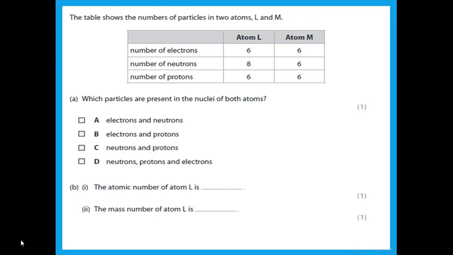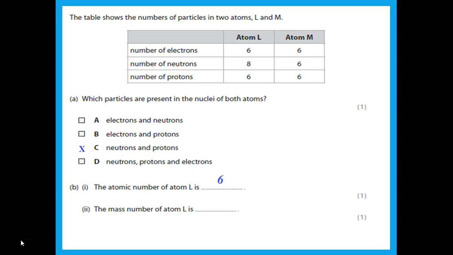Okay, the table shows the number of particles in two atoms, L and M, and it gives me the number of electrons, neutrons, and protons for each. Which particles are present in the nuclei of both atoms? The nucleus of any atom will have what? Neutrons and protons. The atomic number of L is what? Atomic number is the number of what? Atomic number is the number of protons. So the atomic number of L is 6.